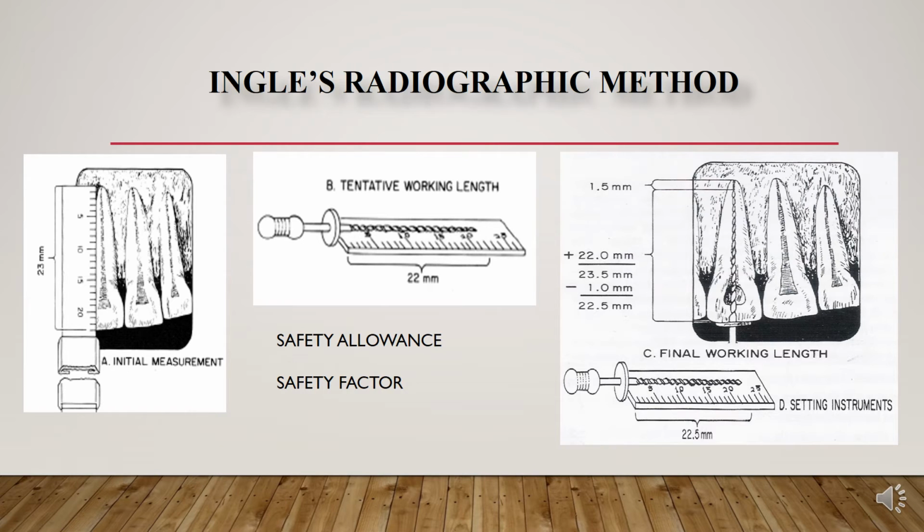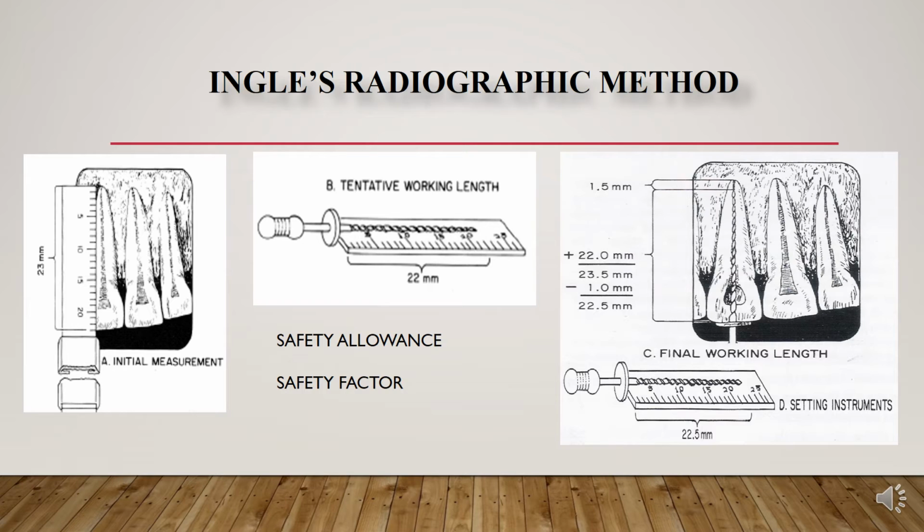The first step is to measure the length of the tooth on a preoperative radiograph. You need a preoperative radiograph taken in a paralleling technique where you get the length of the tooth. Use a paralleling periapical radiograph, take a ruler and measure the length of the tooth from the coronal incisal edge or the cuspal tip till the radiographic root apex. This length is the initial measurement of the tooth. From this initial measurement we need to reduce 1 millimeter. This 1 millimeter is called a safety allowance or safety factor.